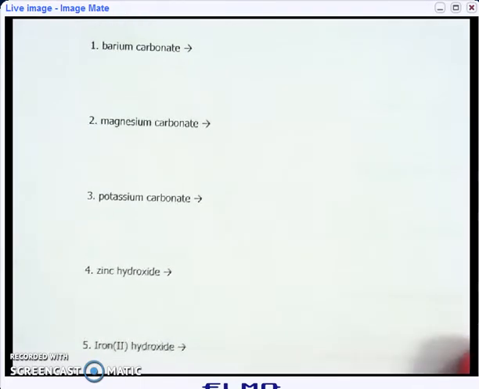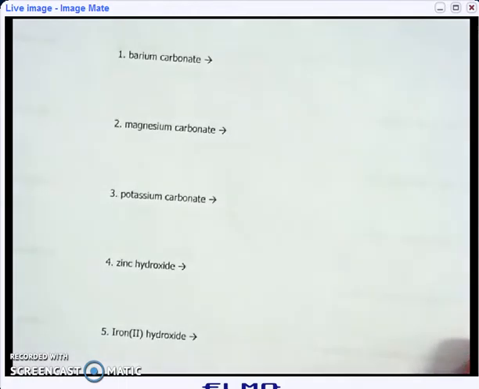Okay, now let's get to our decompositions. They can be a little bit more complicated. They don't have to be.